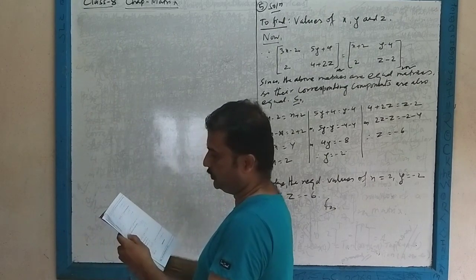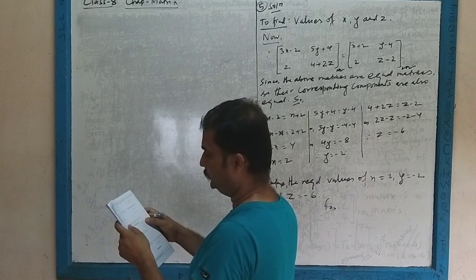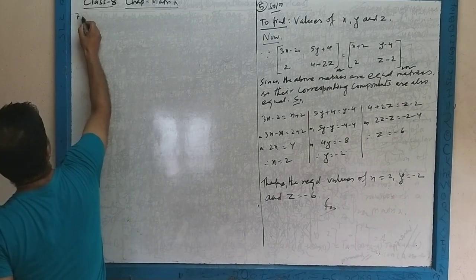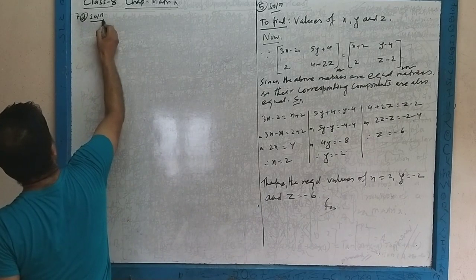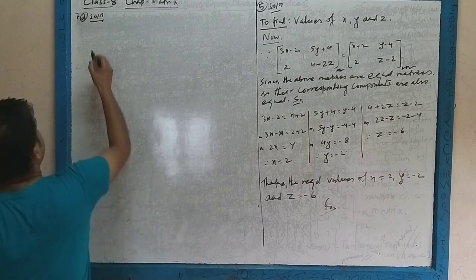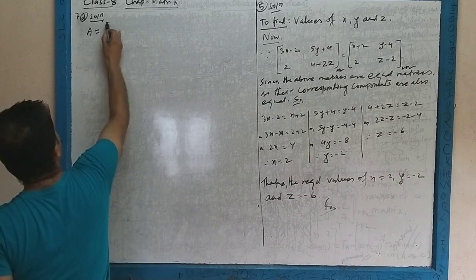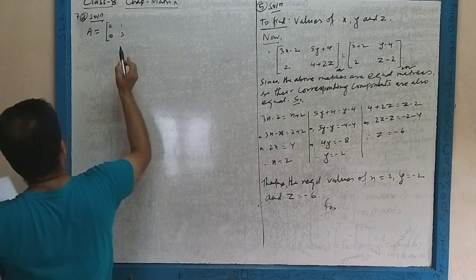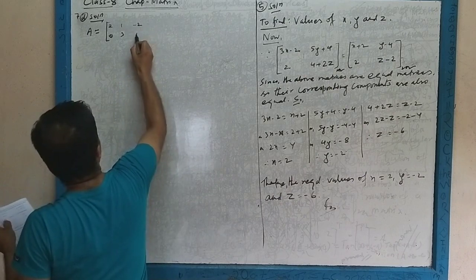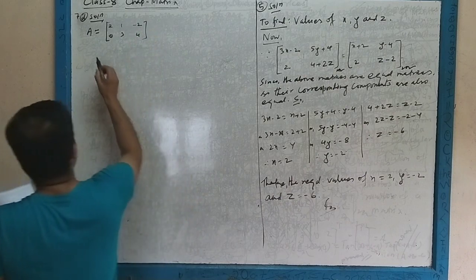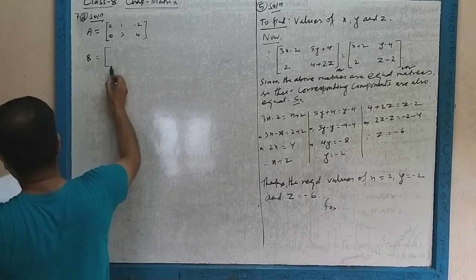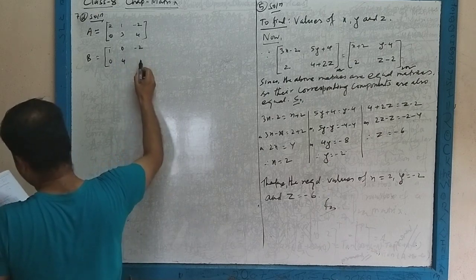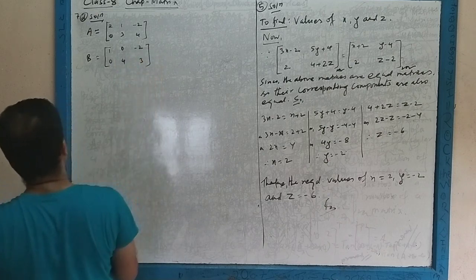Okay. Question number 7. Question number 7D. Here I am solving question number 7D. Solution. So what is given? Given is matrix A is equal to 2 0 1 3 minus 2 4. Matrix B is equal to 1 0 0 4 minus 2 3. Okay, that is given.